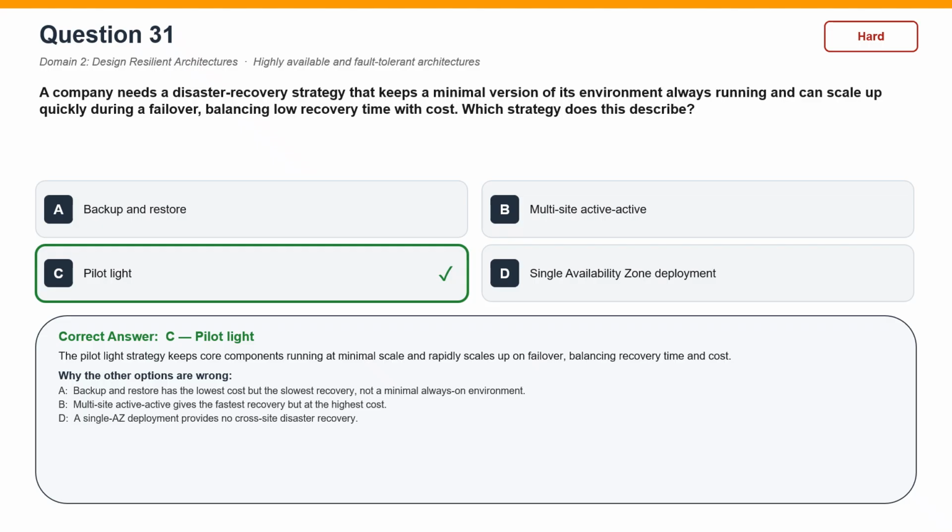Backup and restore is incorrect. Backup and restore has the lowest cost but the slowest recovery, not a minimal always-on environment. Multi-site active-active is incorrect. Multi-site active-active gives the fastest recovery but at the highest cost. Single availability zone deployment is incorrect. A single AZ deployment provides no cross-site disaster recovery.